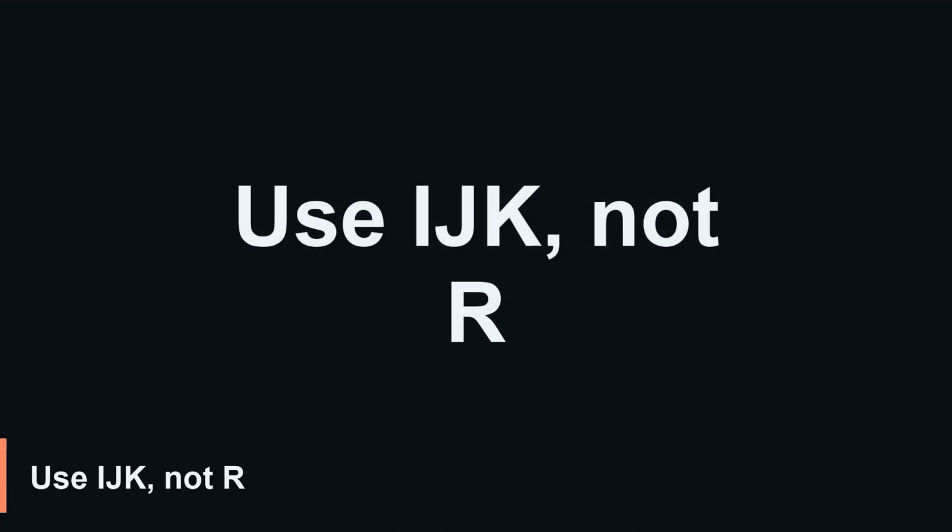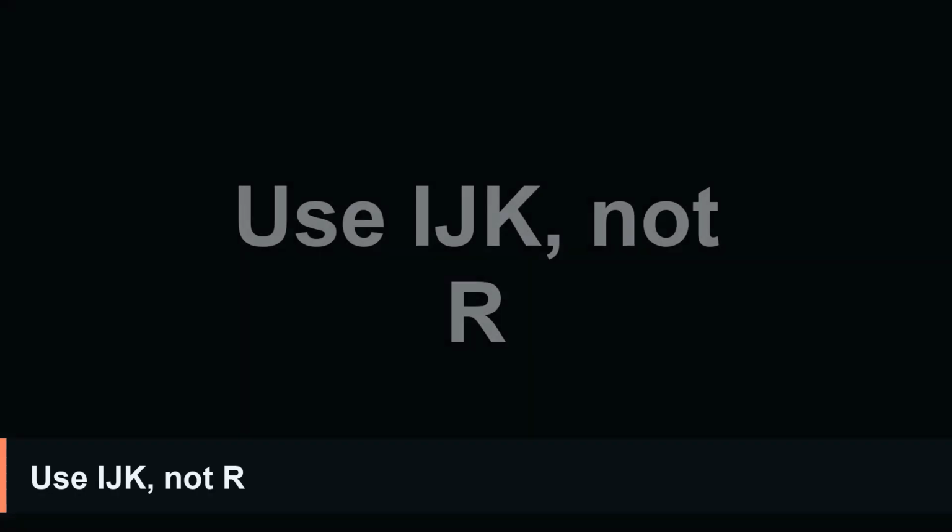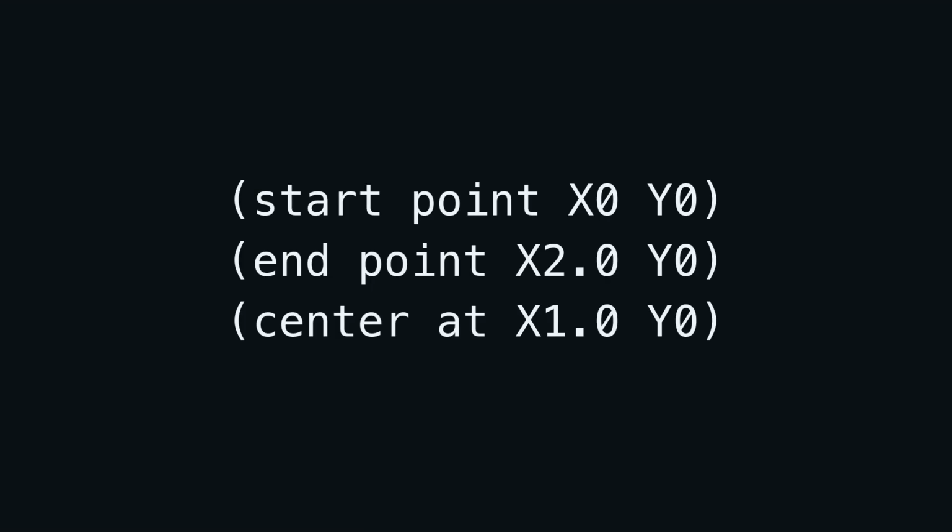And here's the opinion that'll annoy half the shop. Stop using R for anything that matters. Use IJK. The I and J tell the controller exactly where the center of the arc lives. There's no ambiguity to resolve, no sign to flip. I is the X distance from the arc start to the center. J is the Y distance. Both are incremental from the start point, not absolute. Get that wrong, and the controller alarms, or worse, quietly cuts a different arc.